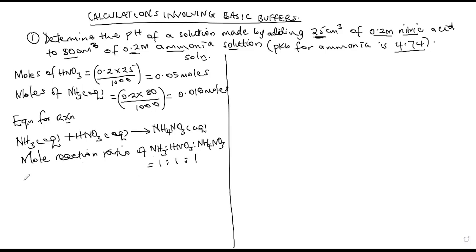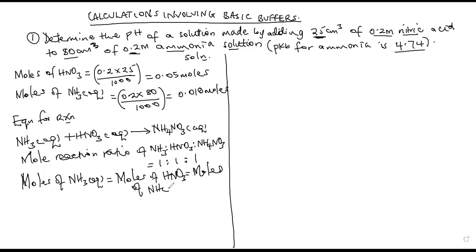So allow me to say that moles of ammonia are equal to moles of nitric acid, which are also equal to moles of the ammonium nitrate that is formed, which equals 0.05 moles. Now, after getting moles of ammonium nitrate formed, it means that there are excess moles of ammonia that did not react.